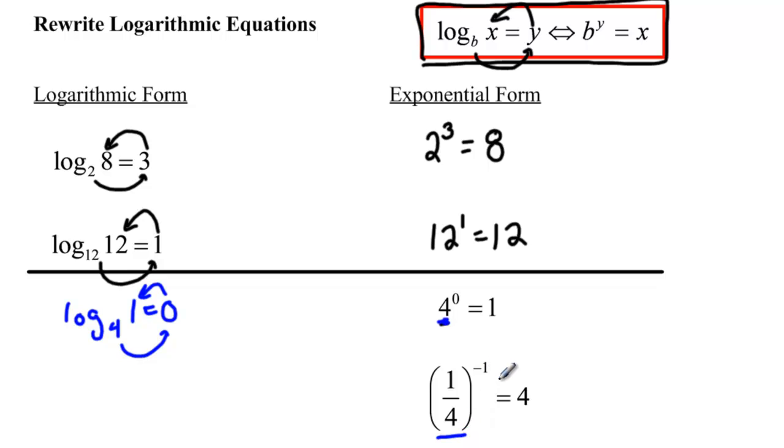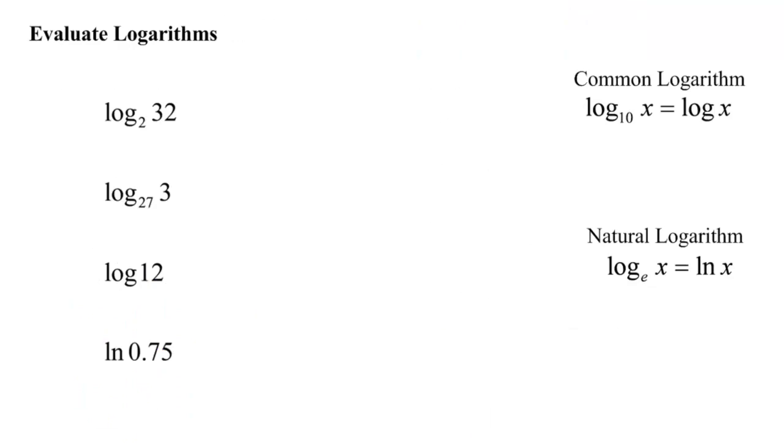1/4 to the negative 1 equals 4. 1/4 is my base, so I'm going to say log base 1/4 of 4 equals negative 1. And if I check, 1/4 to the negative 1 is equal to 4. And so this is in logarithmic form, this is in exponential form. We can go back and forth, and that's going to be kind of key when we start solving logarithmic equations.